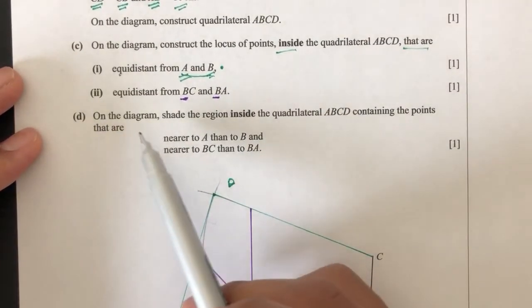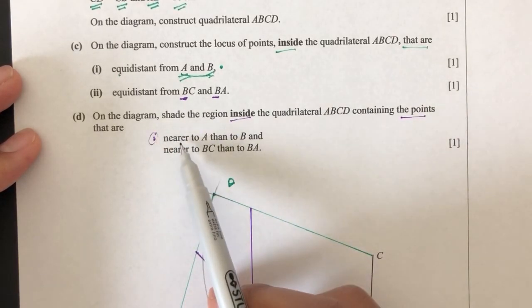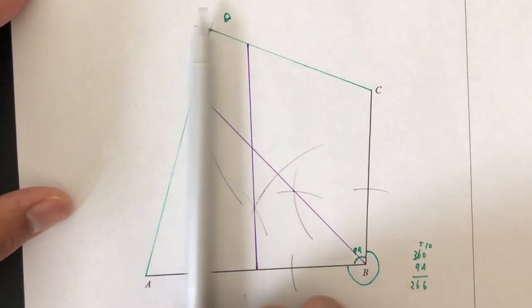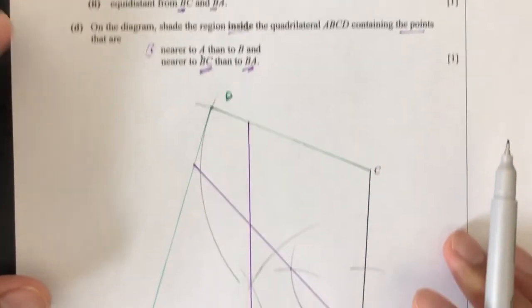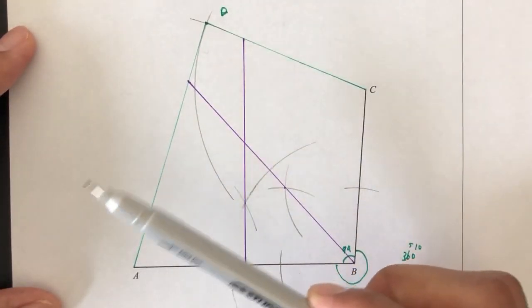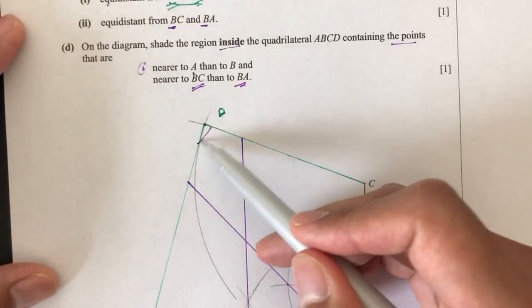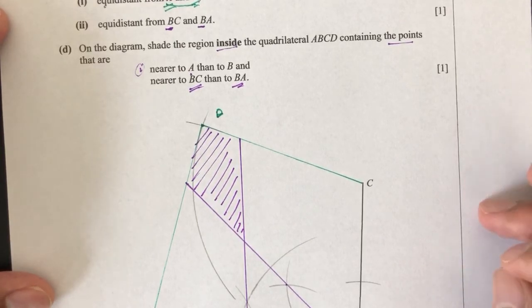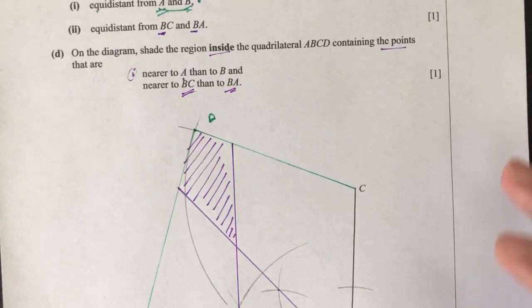Now for part D, on the diagram, shade the region inside containing the points that are, first condition, nearer to A than to B. It means that it needs to be nearer to A on this side than to B. And second condition is nearer to BC than to BA. Nearer to BC will be on top than to BA. So your answer can only be in this section. It needs to be inside the ABCD. So that's it for question number 26.